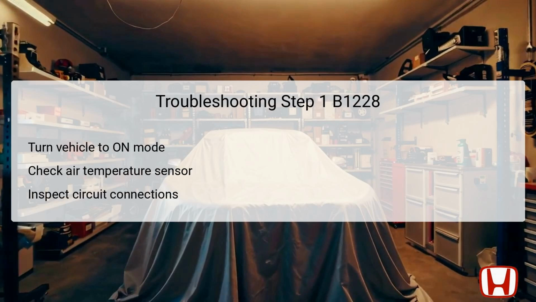The first step in troubleshooting DTC B1228 involves turning the vehicle's ignition to the on position without starting the engine. This allows for the climate control unit and the sensor to power on and begin functioning, facilitating diagnostic checks. During this phase, verify that the outside air temperature sensor is connected properly, as loose or corroded connectors can lead to intermittent signals or complete communication failure.